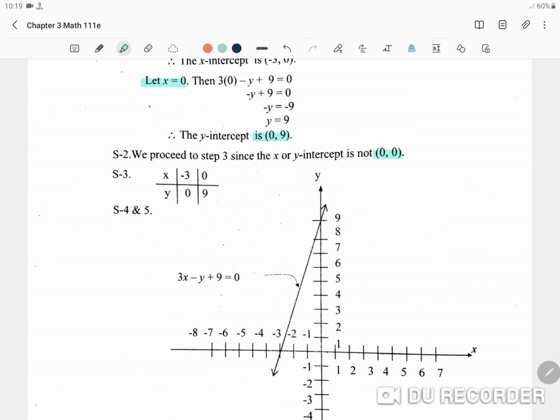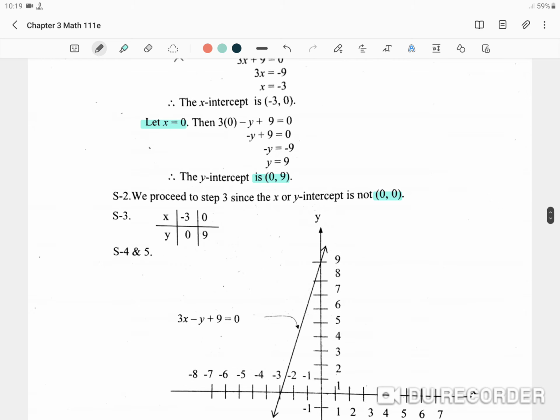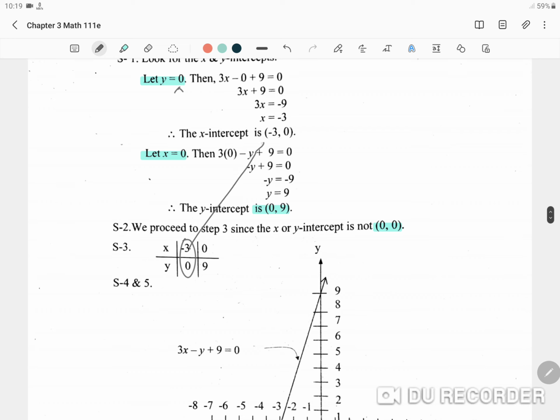Diretso na tayo ngayon sa step 3 natin na kung saan gagawa lang tayo ng let's say, table dyan. So, we just need to tabulate. So, dito we have the values of our x and the values of our y. Okay? So, ito ngayon yung ordered pair natin. So, ito siya, itong negative 3 and 0, that is our x-intercept.